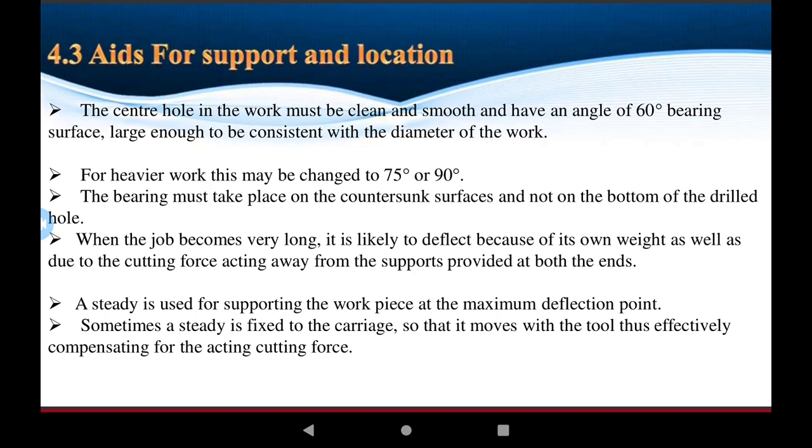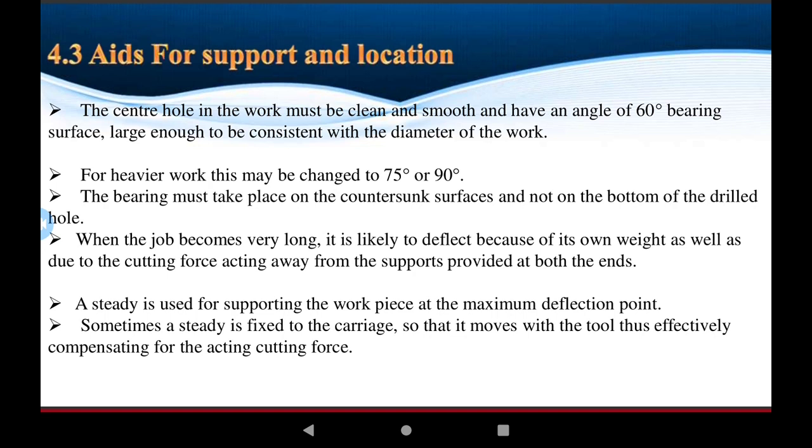The clearance form is smooth and has a 60-degree surface, large enough to accommodate the diameter of the workpiece being rotated. As the diameter of the workpiece increases, the length of the machine also increases. The range of speed of the workpiece is very low. However, for some work this may be changed to 75 to 90 degrees for the tool to perform. The beginning must take place on the surface, not be bottomed, for drilling holes. Suppose drill tools are used in these machines; drilling and milling machines are used for creating threads and other holes.